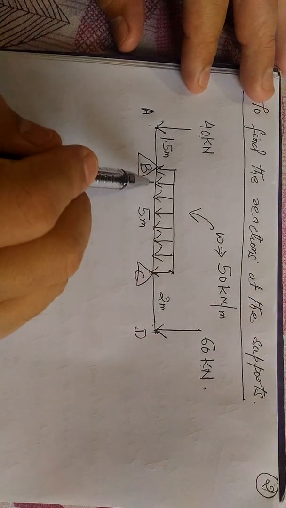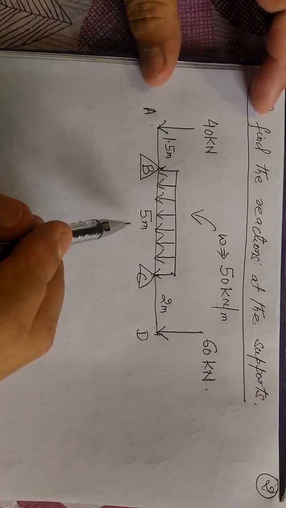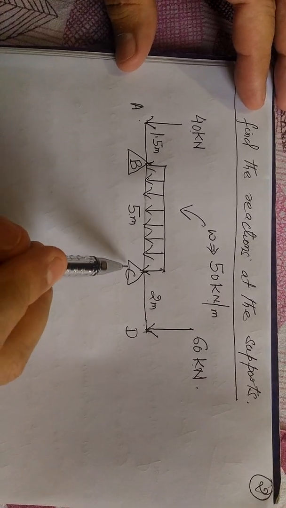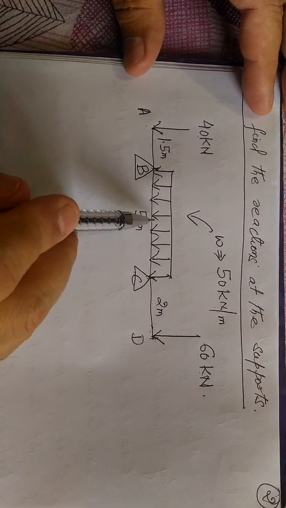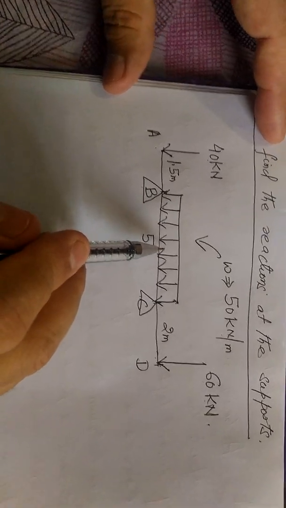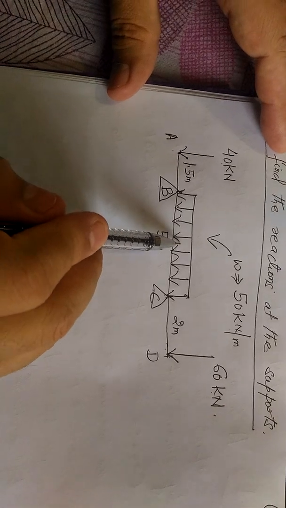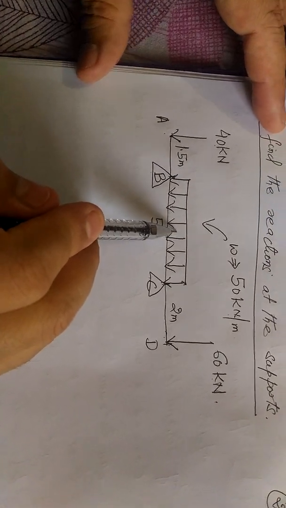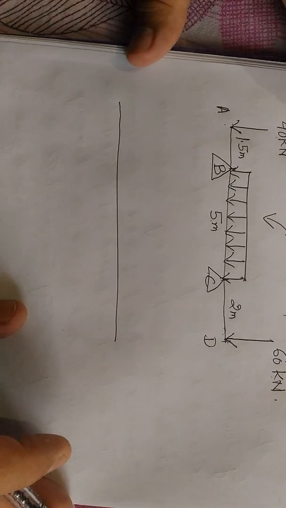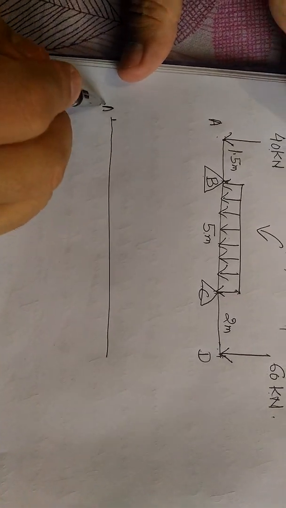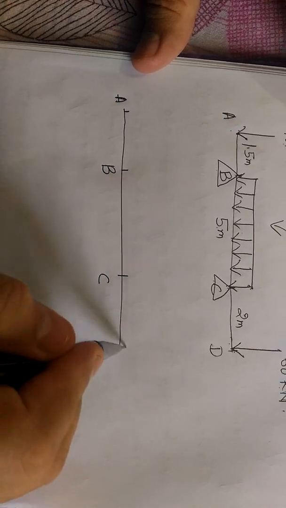If it is subjected to only point loads, then we can directly write the moment equation about any one of the supports. But since it is subjected to a UDL, first we'll convert it into an equivalent load diagram. That means we'll convert this UDL into a point load. So first draw the span of the beam, and mark the important points A, B, C, D.